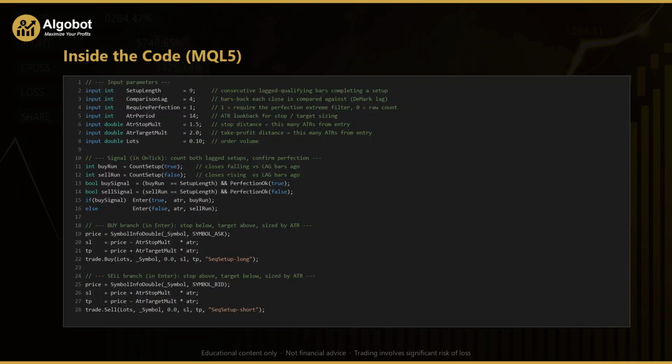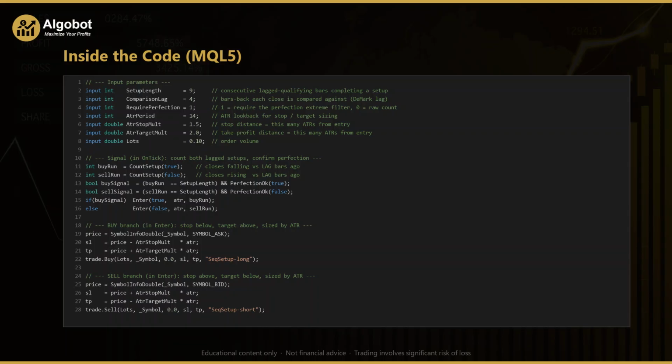Let's read the MetaEditor code on screen. At the top are the inputs, the dials you can adjust. Setup length is 9, the number of consecutive qualifying bars that complete a setup. Comparison lag is 4, how many bars back each close is measured against. Require perfection is 1, which switches on the fresh extreme filter. ATR period is 14, and ATR stop multiple and ATR target multiple at 1.5 and 2, size the stop and the target. Lots sets the order volume.